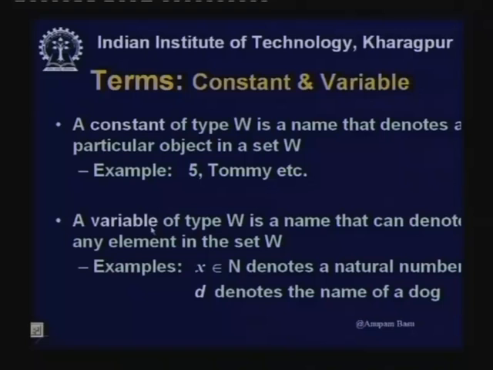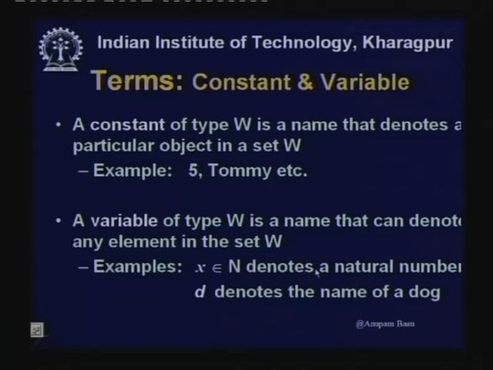On the other hand, a variable of type W is a name that can denote any element in the set W. For example, x belongs to N, the set of natural numbers. So, x is a particular natural number.